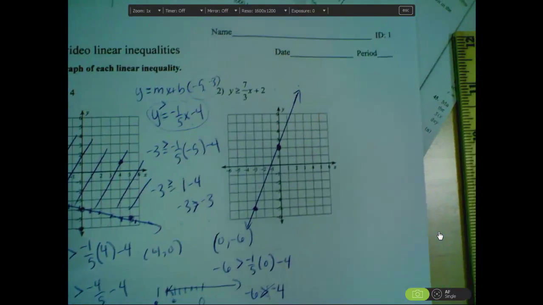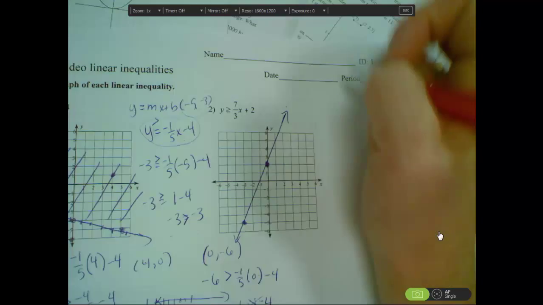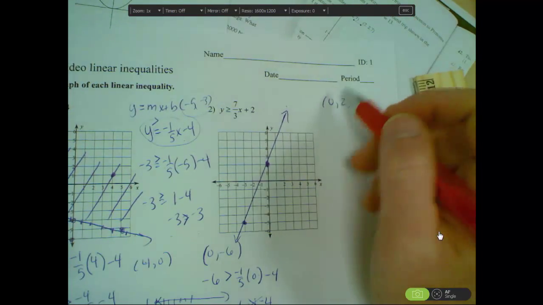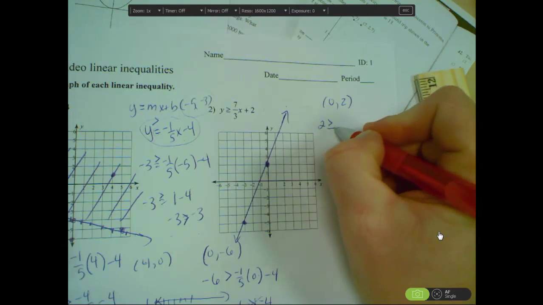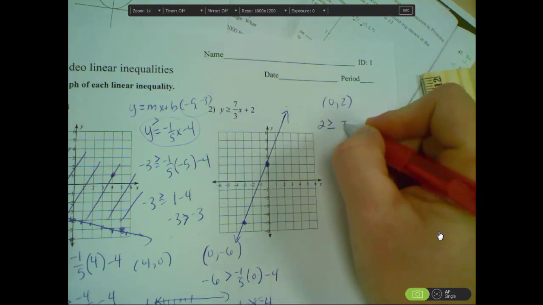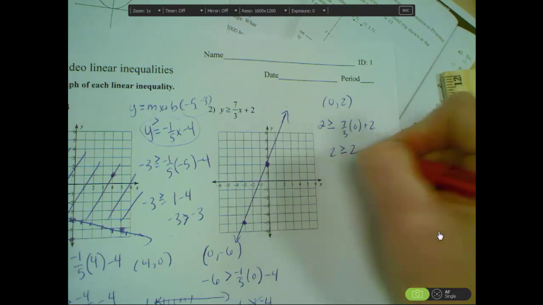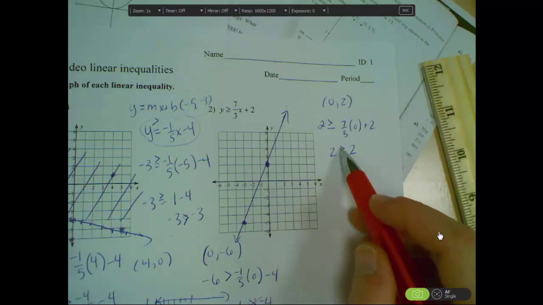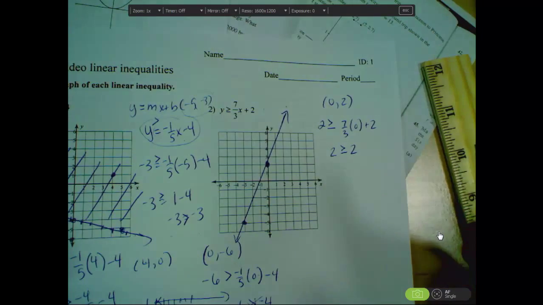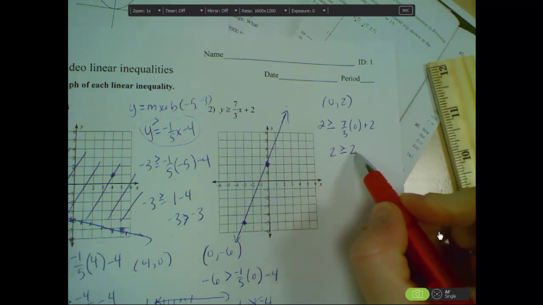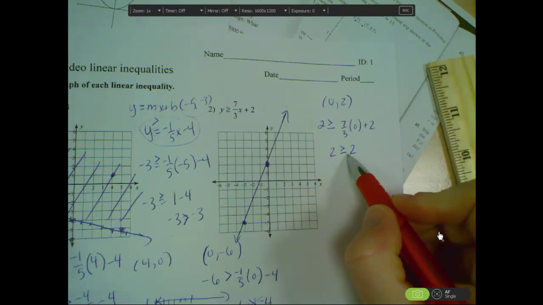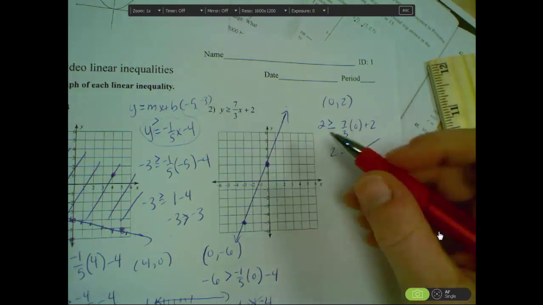So this time if I pick a point on the line, for instance 0, 2, and I put in 2 for y and 0 for x, I get 2 is greater than or equal to 2. Is 2 greater than or equal to 2? Well, you have to understand the word or. 2 is not greater than 2, but 2 is equal to 2. And this symbol says greater than or equal to. So this is a true statement.